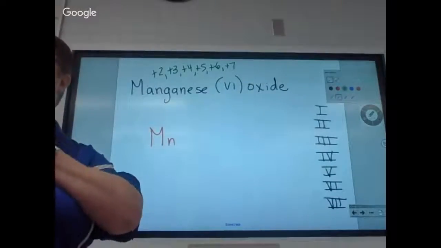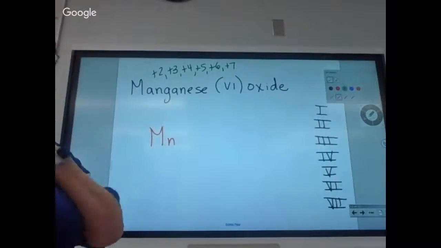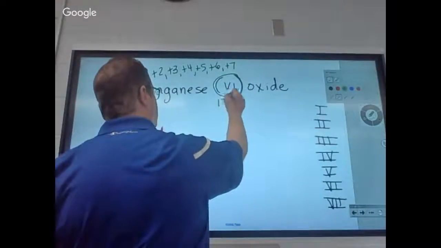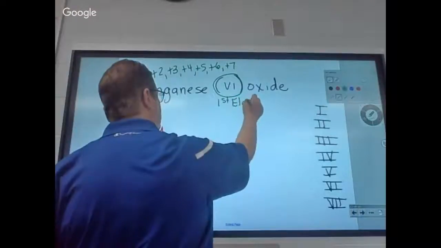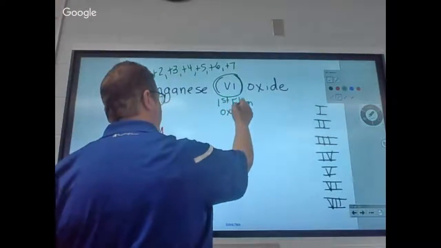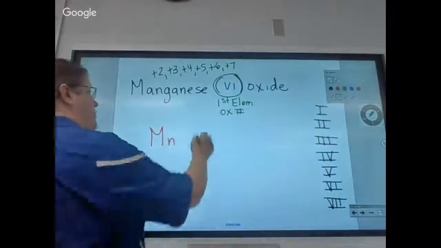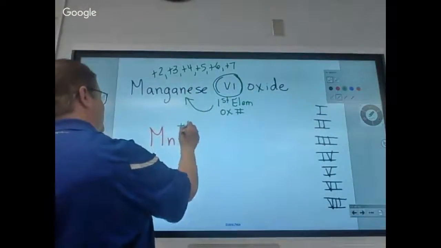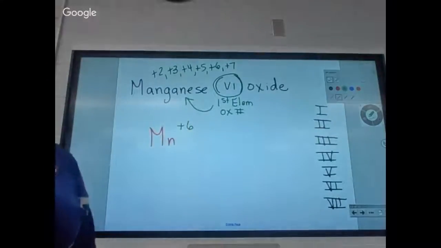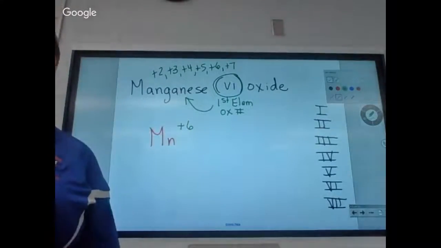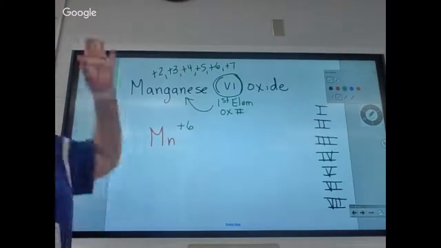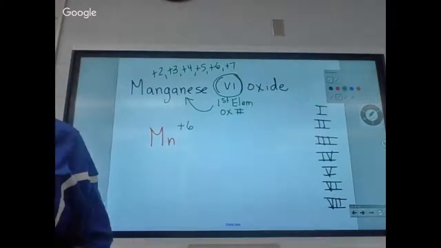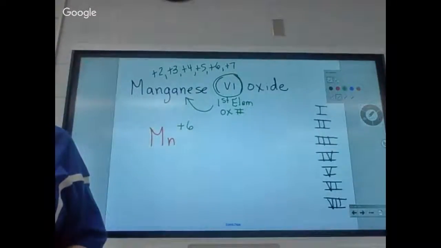So I have to tell you which one to use. This right here is the first element's oxidation number. So I'm telling you that manganese has a +6. That's the one you have to use. You don't get to choose the 6th one on the sheet. You have to use +6. Does that make sense? Yes.